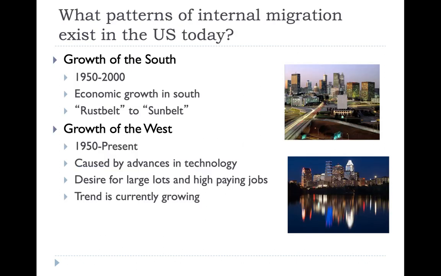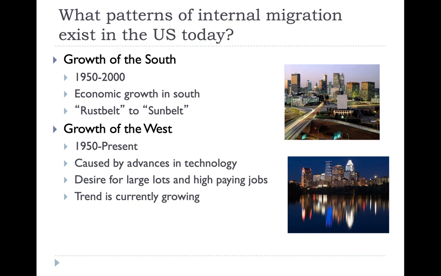What patterns of internal migration exist in the United States? So where are people moving within our country? You have the growth of the southern part of the United States from roughly 1950 to 2000. This is when manufacturing and industry started to move away from the Rust Belt in the northeastern part of the United States to the Sun Belt in the southern part of the United States.